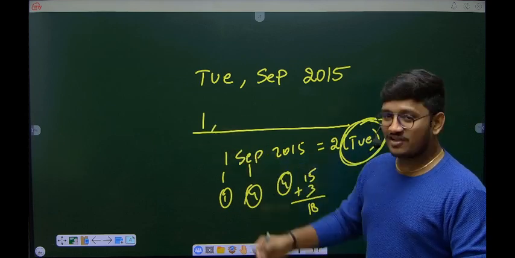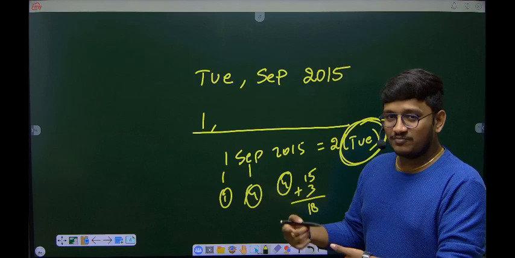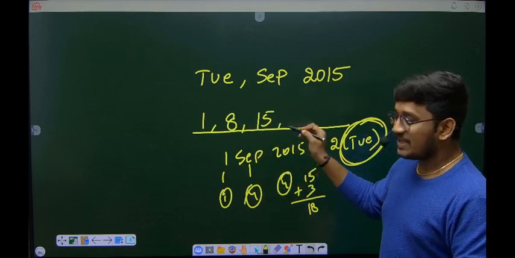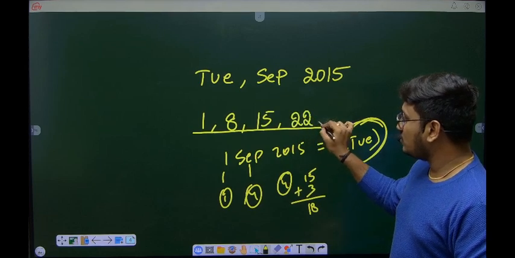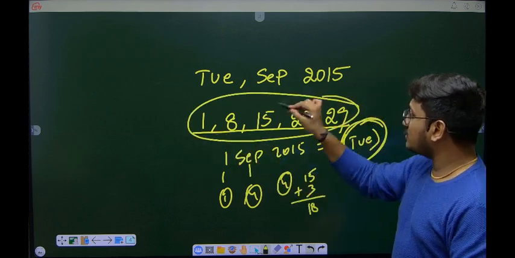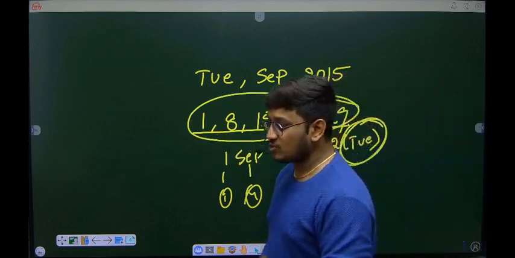Now the next Tuesday will come after plus 7. Plus 7 means 8. Next plus 7 means 15. Next plus 7 means 22. Next plus 7 means 29. These are the dates where Tuesdays fall in September 2015.